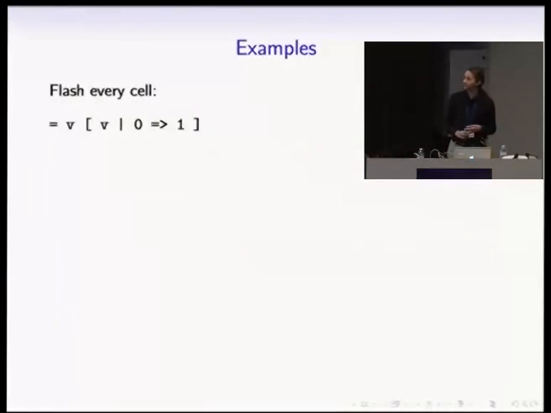This is a simple program which will flash every cell in the grid. So whatever the initial values are, after the next iteration, it'll be the opposite of this. So this says, take the value V, which is the current value. If it's 0, set it to 1. Implicitly, if it's set to anything else, set it to 0, and then assign that to V. So very simple program.